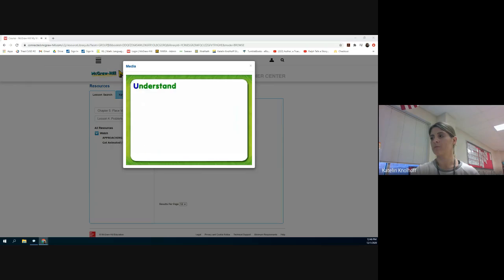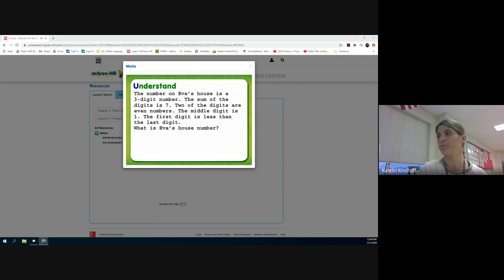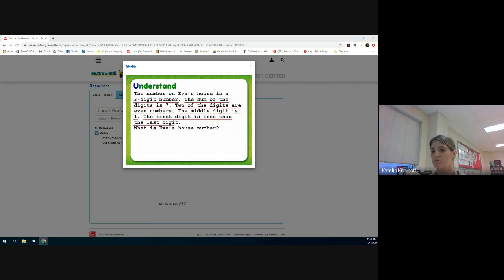First, we need to understand the problem. What do we know? Eva's house is a 3-digit number. The sum of the 3 digits is 7. 2 digits are even numbers. The middle digit is 1. The first digit is less than the last digit. What do we need to find? What is Eva's house number?